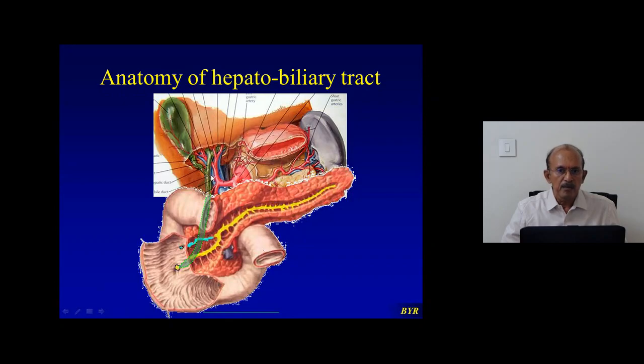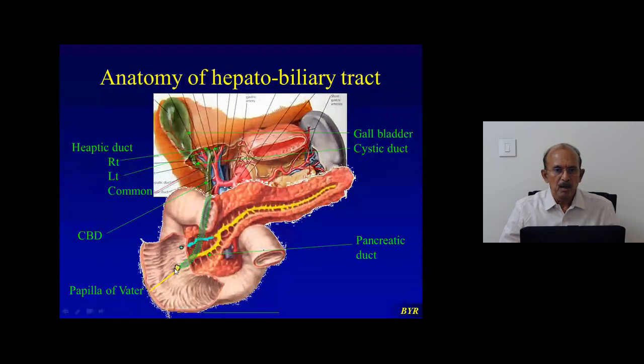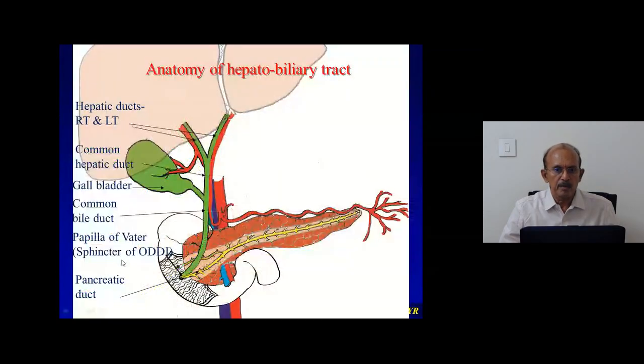The common bile duct has four parts. One is the supraduodenal portion, retroduodenal portion, infraduodenal portion, and the fourth one is the intramural part. That small one or half centimeter length of the duct which is passing through the wall of the duodenum is called the intramural part, and it terminates at the papilla of Vater. It joins the pancreatic duct before entering onto the papilla of Vater. It is surrounded by the sphincter of Oddi.